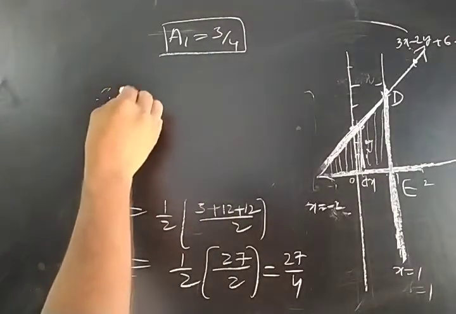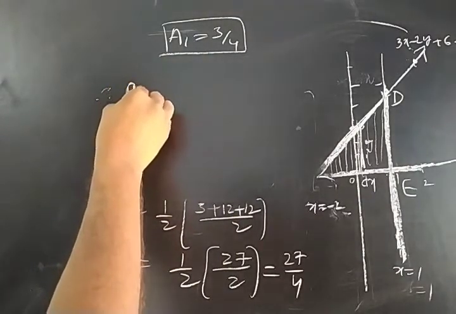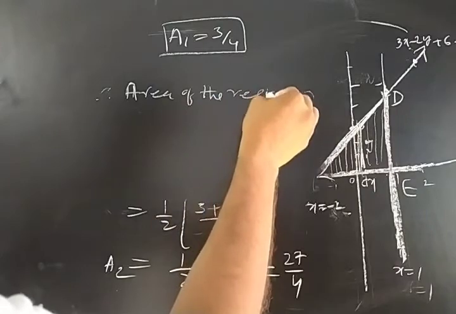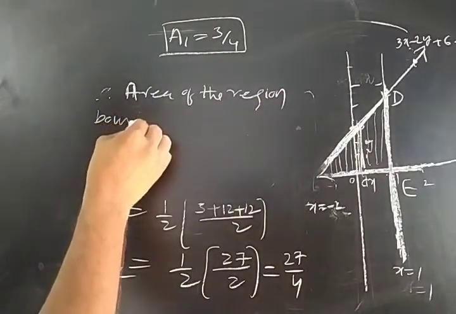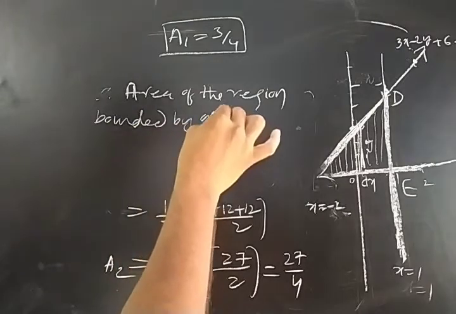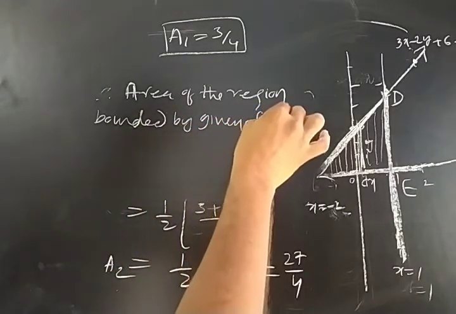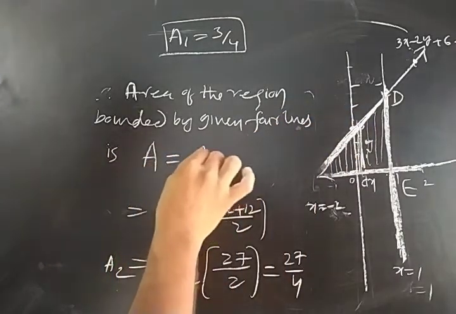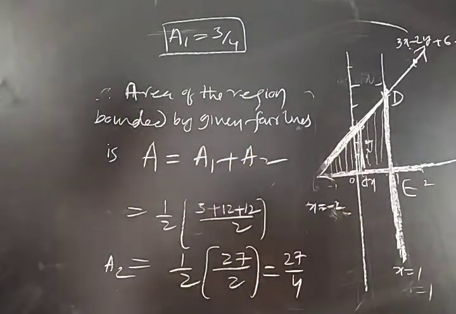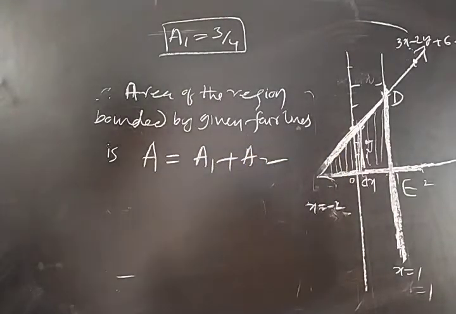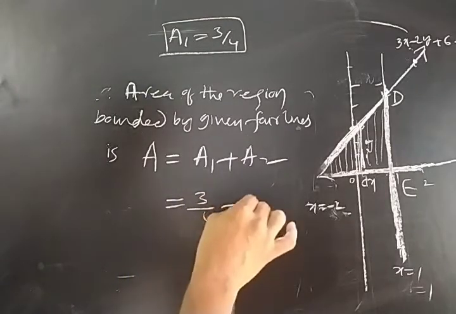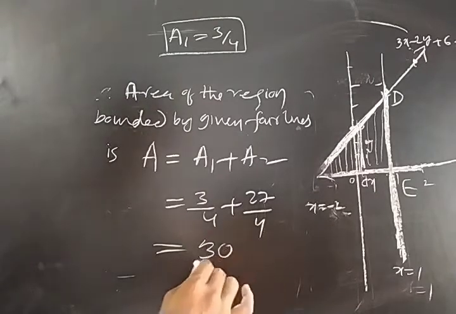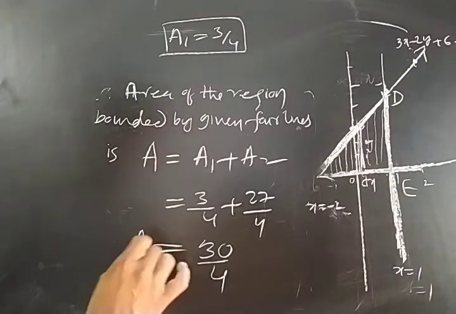Therefore the required area of the region bounded by the given 4 lines, I am denoting by capital A equal to A1 plus A2. A1 is 3 by 4, A2 is 27 by 4. So 3 plus 27, 30, 30 by 4 is the required area of the region.